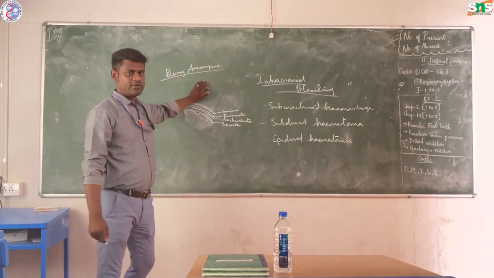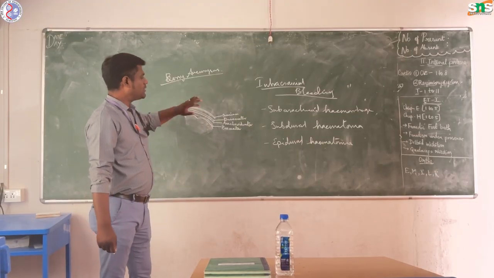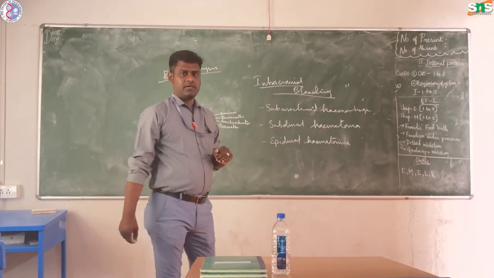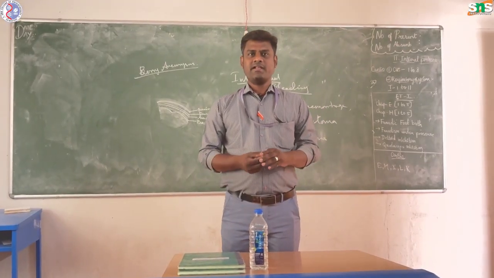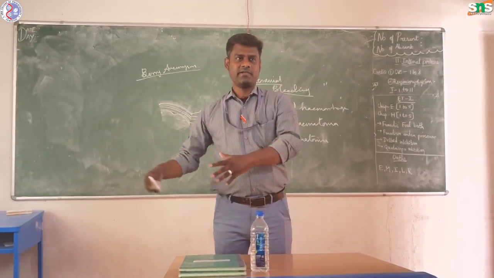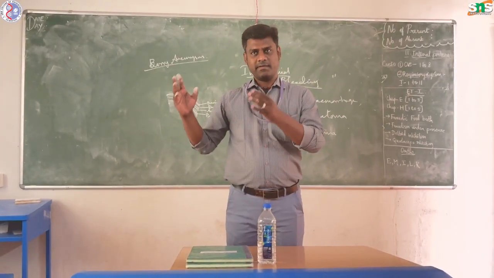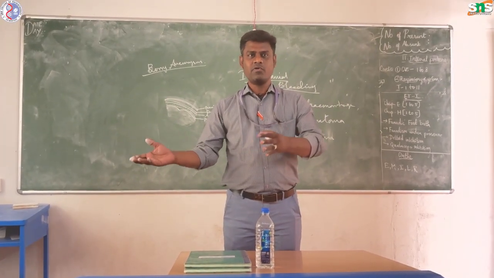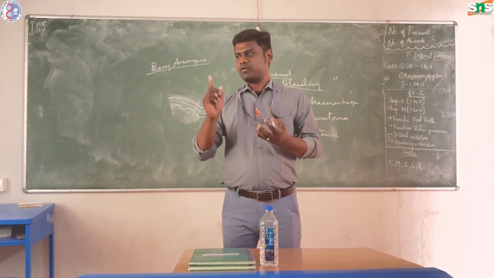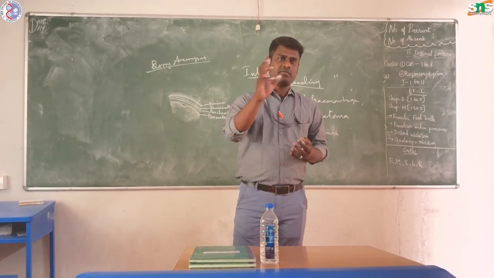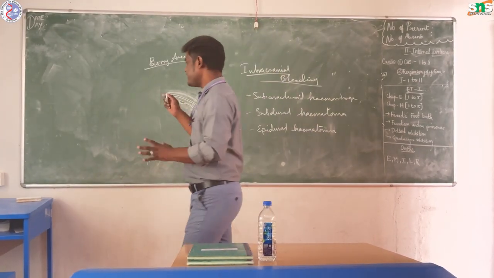Now we have to understand one basic concept, it is Berry Aneurysm. Before understanding the intracranial bleeding, we have to understand how the bleeding is actually occurring. Any kind of bleeding is going to come out of a blood vessel only, whether it is an artery or a vein. Blood vessels only, right? So how is it actually occurring?